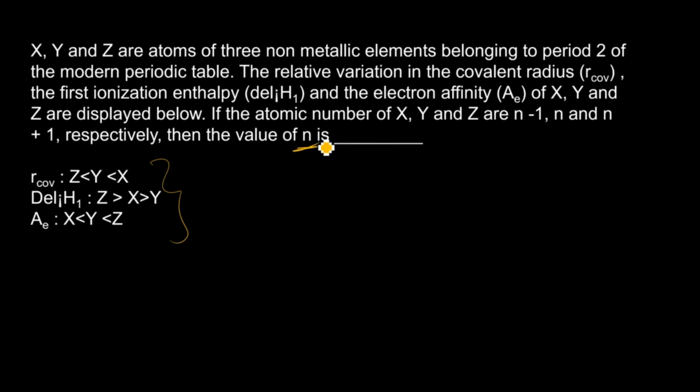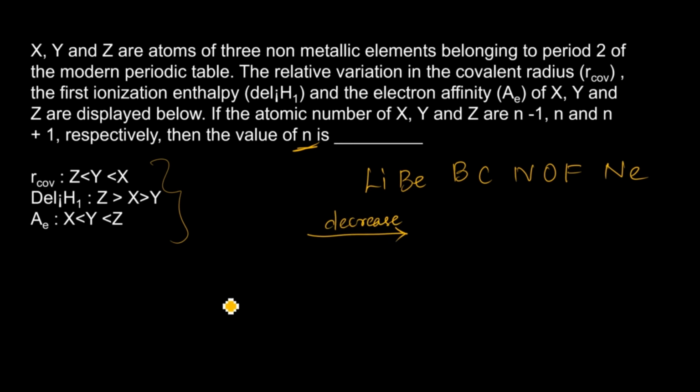Okay. So first, let's see what are the elements we have in period 2. We have lithium, beryllium, boron, carbon, nitrogen, oxygen, fluorine, neon. Fine. So the first one is talking about covalent radius. Covalent radius decreases as we move left to right in the period. Cool. So they have given Z, Y and X in that order. So the least one is Z and the highest one is X.